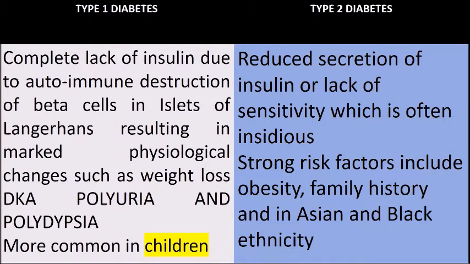So, if we go back to type 1 and type 2 diabetes, type 1 diabetes is more common in children, type 2 more common in some ethnic groups, and with some risk factors like being overweight, and as we said, in some ethnic groups.